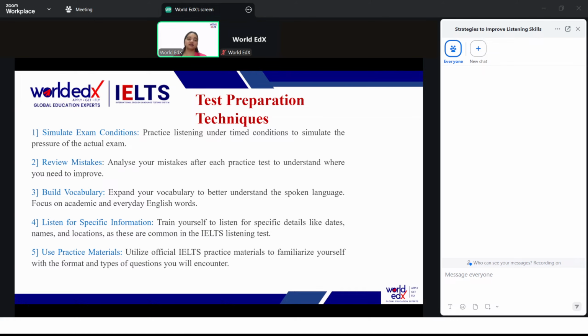The next is use practice materials. Utilize the official IELTS materials. Do not use any other material, because the test follows a standard procedure. There's a bar of difficulty that comes in the question. So if you make sure that you're practicing from the right source, you are preparing for the actual pattern of the test. Otherwise, you may prepare from somewhere which is not as difficult, but you might then find the test to be difficult, because again, there's a set pattern, there's a set bar of difficulty that IELTS has. So, all in all, make sure when you're practicing, you are practicing from the right source.